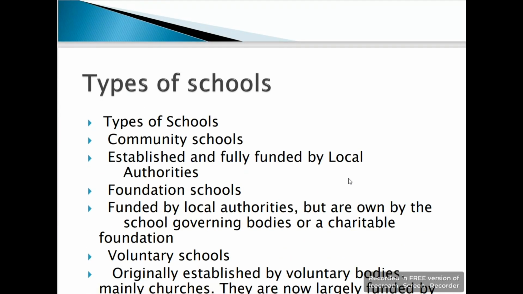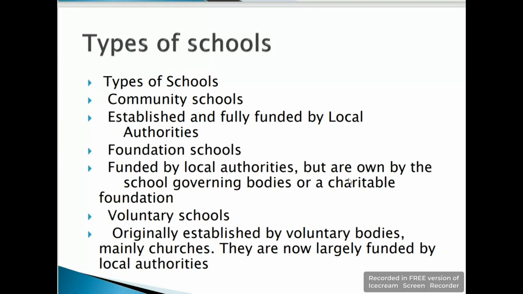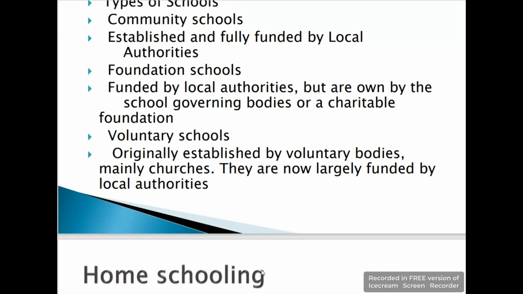Types of school are community schools, established and fully funded by local authorities. Foundation schools, which are funded by local authorities but are owned by the school governing bodies, are charitable foundations. Then voluntary schools, originally established by voluntary bodies, mainly churches, and now largely funded by local authorities.